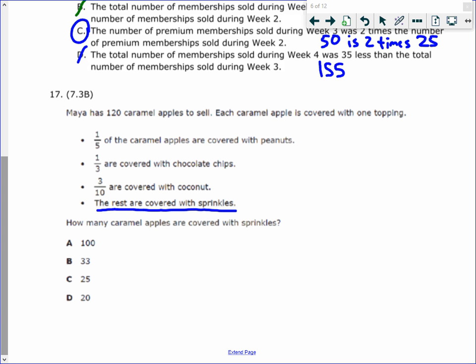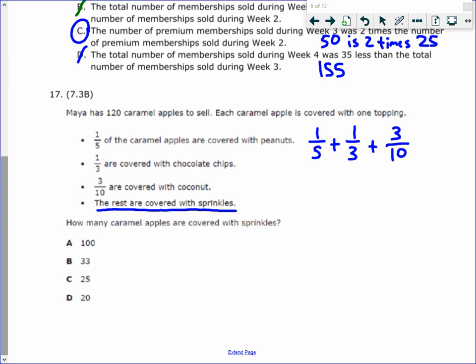So how many are not covered with sprinkles? All right. Well, there's a lot of ways you can do this. I'm actually going to go ahead and add up all the fractions and then figure out how many were not covered with sprinkles and go that route. But there's a lot of routes you can do here. So we have 1/5 plus 1/3 plus 3/10. I'm not going to change these to decimals because 1/3 is a pretty icky decimal, but you could change these to decimals and do it that way. So it'd be 0.2 plus 0.33 plus 0.3. But let's just keep it as fractions, see what it looks like.